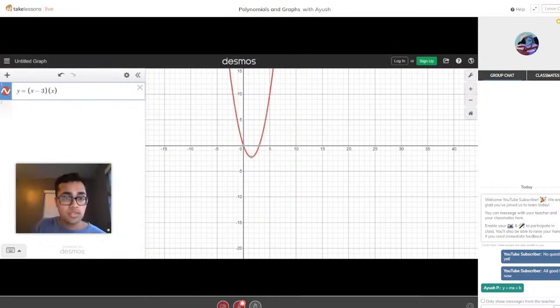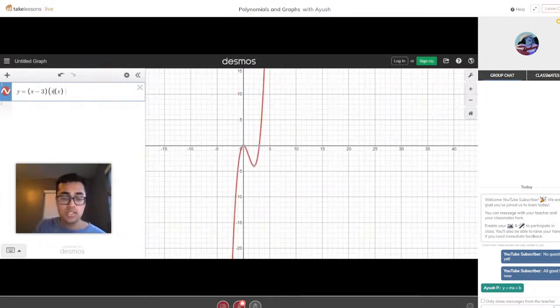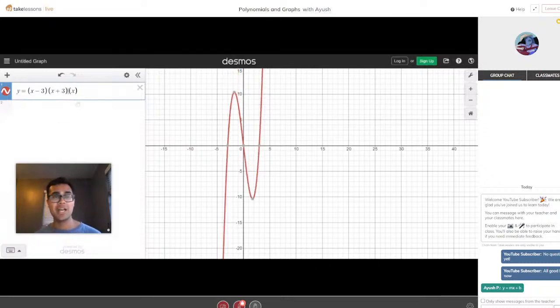Well, to factor something like that, you just do x minus 3 times x plus 3, and boom, we're back to the function which we had before, right? It's x minus 3 times x plus 3 times x, right? And setting that equal to 0, we would get the zeros of this function, -3, 0, and 3. So that's just reinforcing the concepts which we saw before.